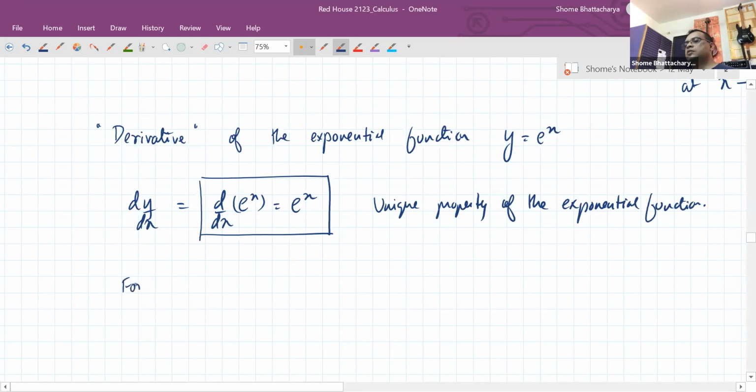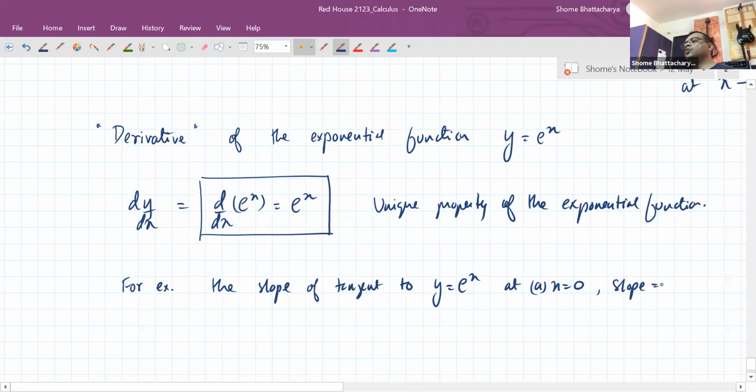Okay, so for example, the slope of the tangent to the function y is equal to e raised to the power x at x equal to 0, the slope is equal to e raised to the power 0, or 1. At x equal to, for example, 2, the slope will be e raised to the power 2, which will be approximately something a little less than 9.